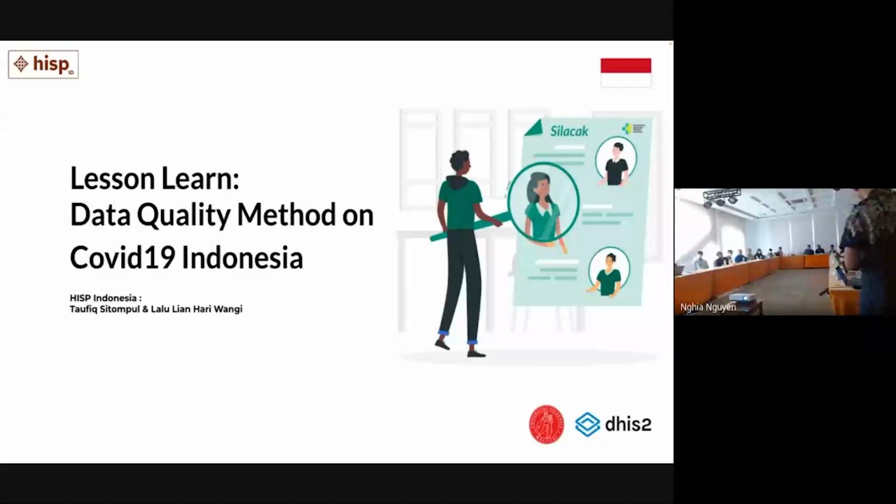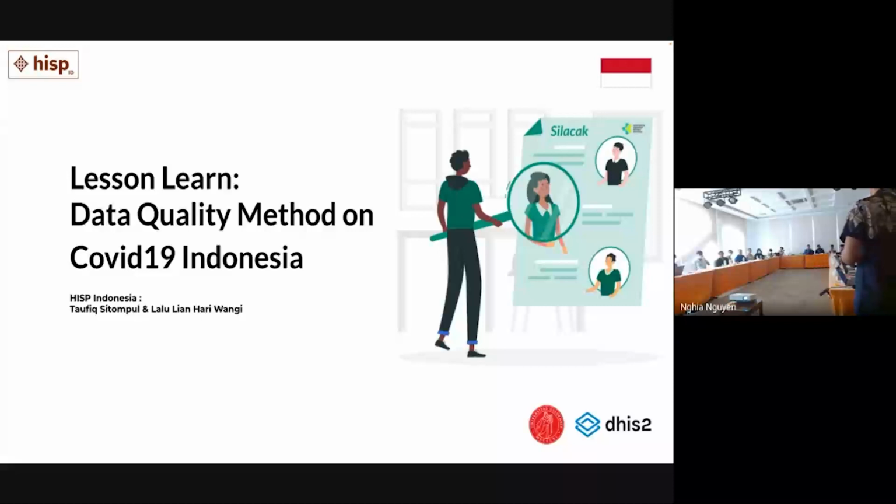My name is Lian. I'm from Indonesia. My role in Indonesia is to support my teams in the implementation of DHIS2, coordinating with the Ministry of Health and then making the planning for the implementation program. So this is one program that has a good story and a bad story.